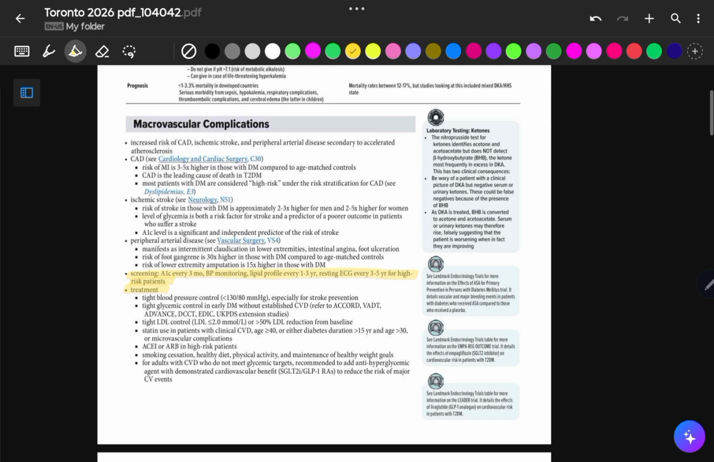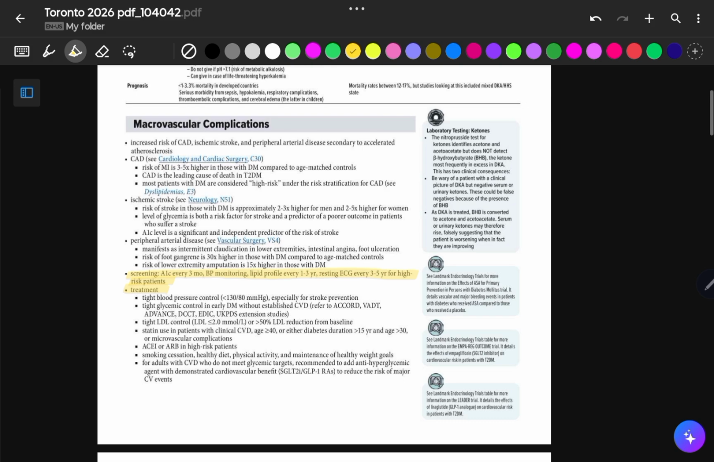So what do you do for these complications? You need to screen this patient. You need to do your HbA1c, or A1c, every 3 months. You do your blood pressure monitoring. You do your lipids every 1 to 3 years. You do your resting ECG because they have a risk of coronary artery disease, so you want to do your resting ECG every 3 to 5 years for high risk patients. So you need to screen them.